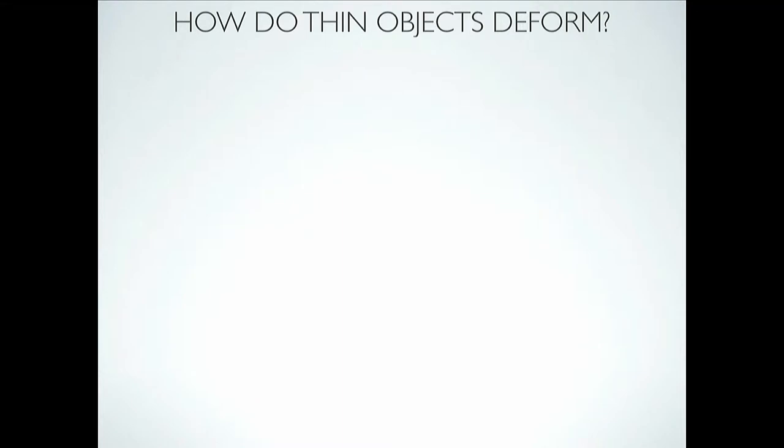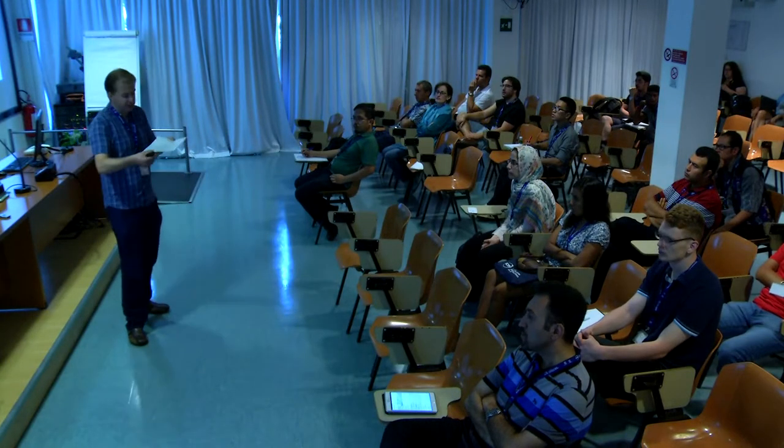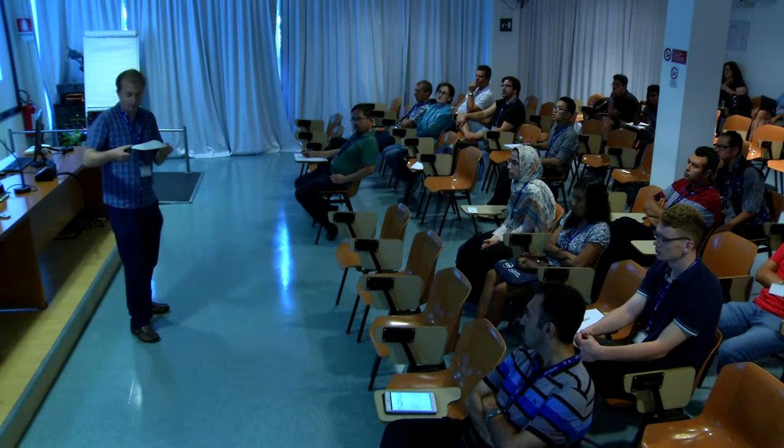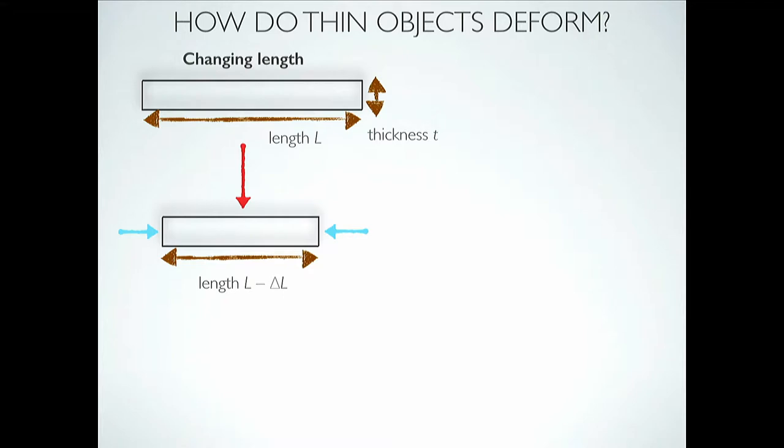I don't know how much people know about elasticity, so I want to take a step back and say, well, how do thin elastic objects deform? So what you should be thinking of is something like a piece of paper. A piece of paper is very long and very, very thin. Okay, so if I compress it, if I push the two ends together, it does have the option to change its length a little bit. It can all squash up.